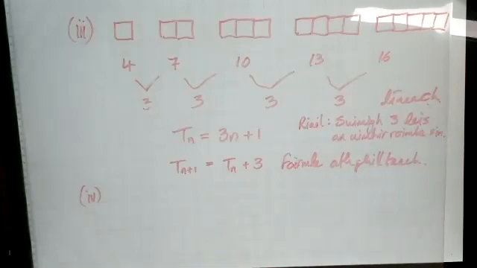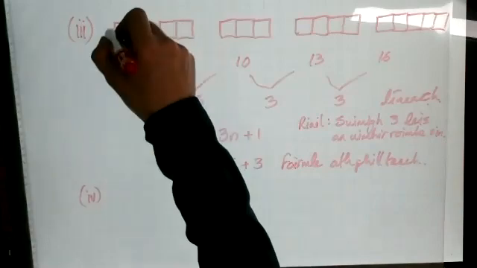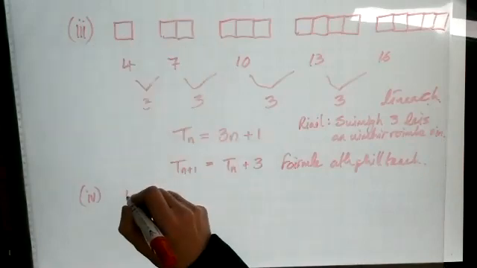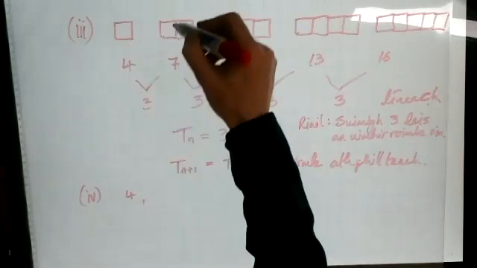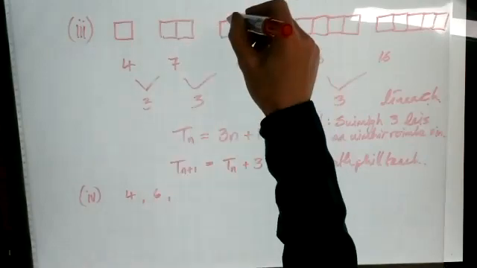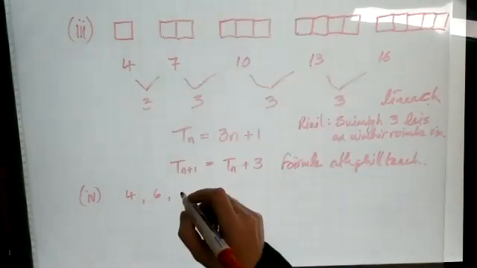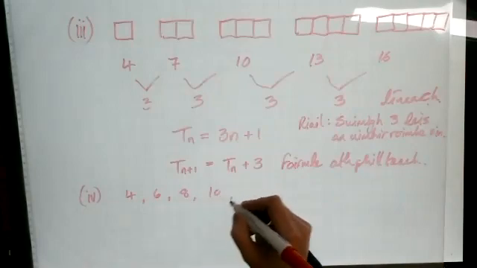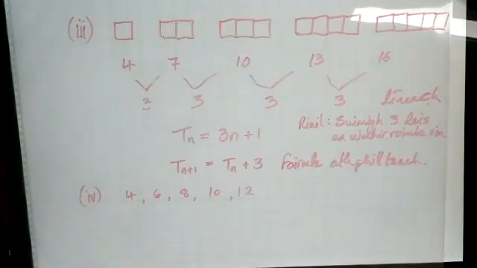Next question: write down the sequence of the number of perimeter matches in each shape. So we look at the perimeter matches in each shape, which go up by 2 each time.